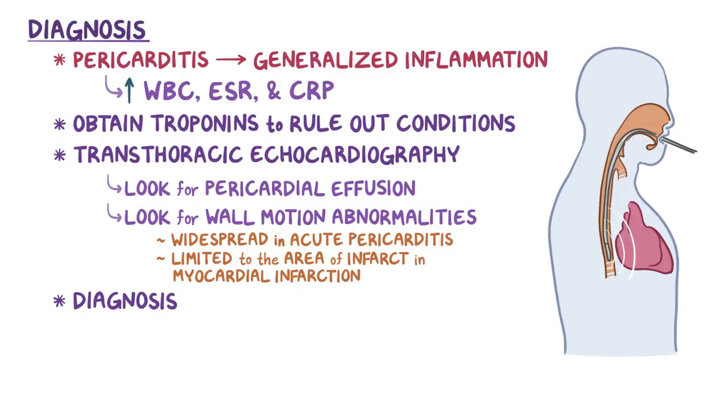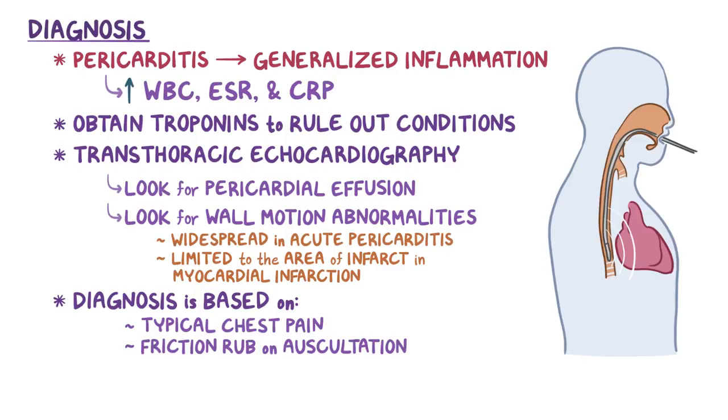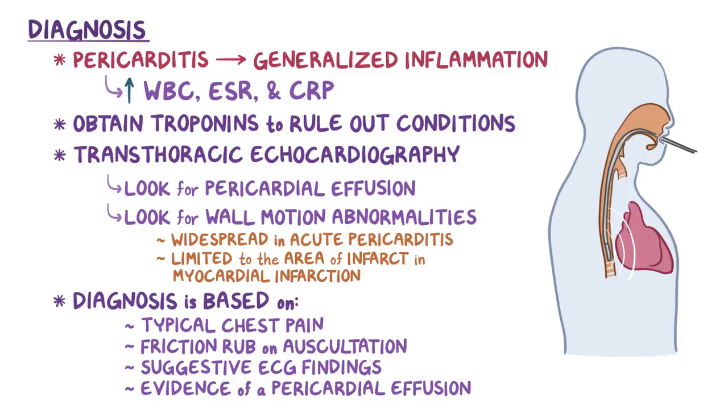Diagnosis of acute pericarditis is based on having the typical chest pain, a friction rub on auscultation, suggestive ECG findings, and evidence of a pericardial effusion.